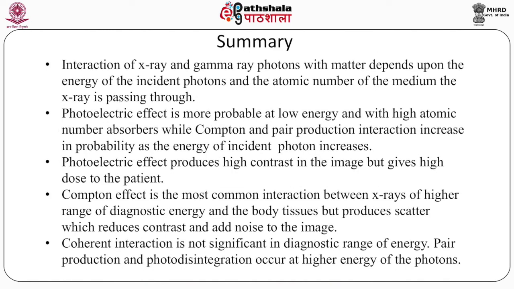So, we have come to the summary. Interaction of X-ray and gamma ray photons with matter depends upon the energy of the incident photons and the atomic number of the medium the X-ray is passing through. Photoelectric effect is more probable at low energy and with high atomic number absorbers, while Compton and pair production interaction increase in probability as the energy of incident photon increases.